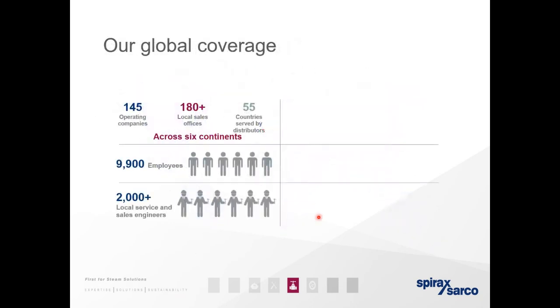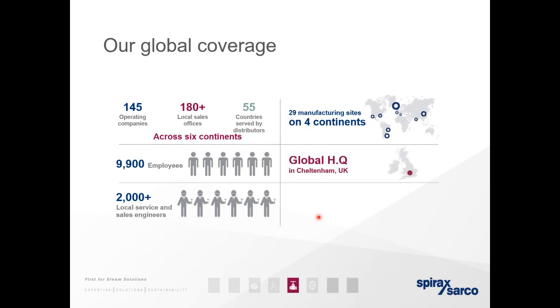We have 145 operating companies, 180 plus local sales offices, and 55 countries are served by distributors. The figures are a little bit low on here now. We have over 10,000 employees, and I think it's about 2,500 local service engineers, 29 manufacturing sites on 4 continents, and our global HQ is in Cheltenham, in the southwest of the United Kingdom, of which we have 59 customer training sites.